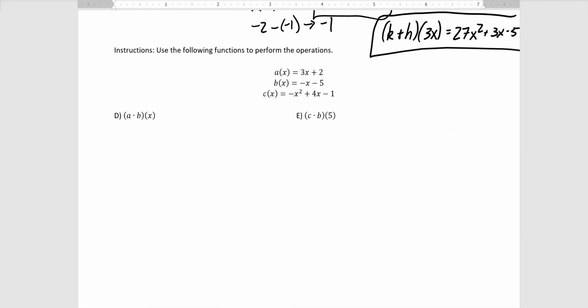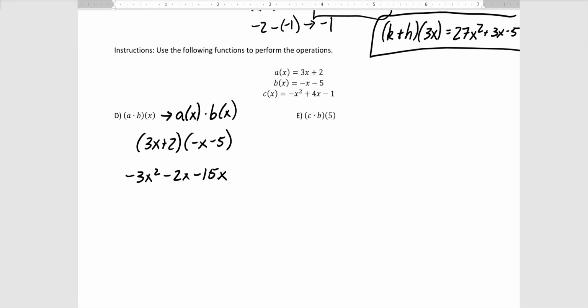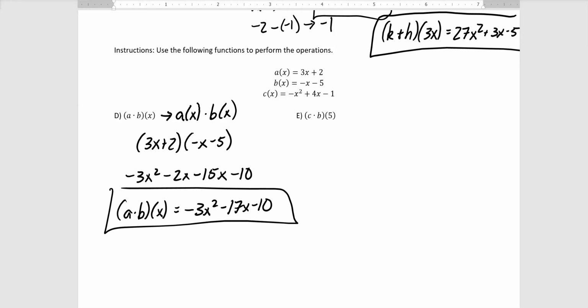So this first one, letter D, a times b of x. This is just a of x times b of x. So a of x is 3x plus 2. b of x is negative x minus 5. So let's multiply this out. 3x times negative x is negative 3x squared. 2 times negative x will be negative 2x. 3x times negative 5 is negative 15x. And 2 times negative 5 is negative 10. So we end with a times b of x equal to negative 3x squared minus 17x minus 10. And there we go.